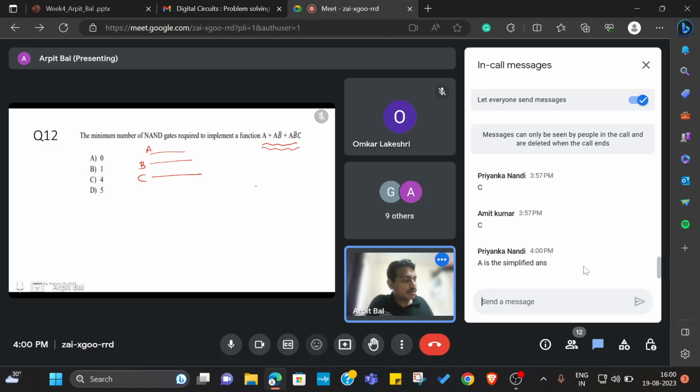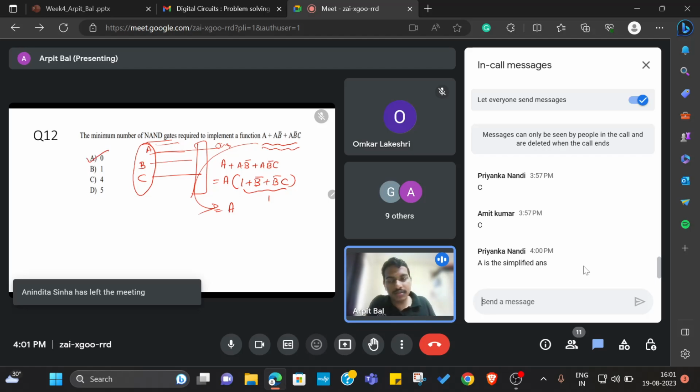So let us try to simplify it. Here if I take A common, then it will be 1 plus B bar plus B bar C. This term becomes 1 and we are left with A. As I mentioned earlier, these inputs are already available to you, so there is no need of using any NAND gate at all to implement this function. You directly just give it to the output. You have the output ports here, you just give it to the output. So the answer is A.